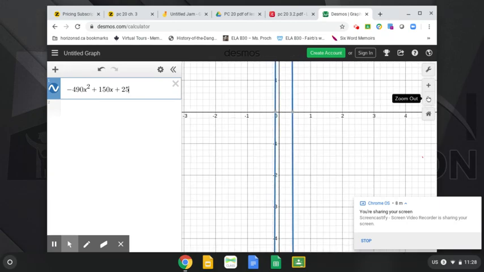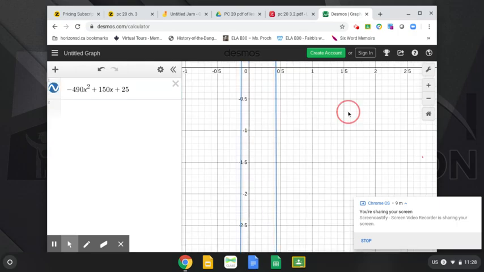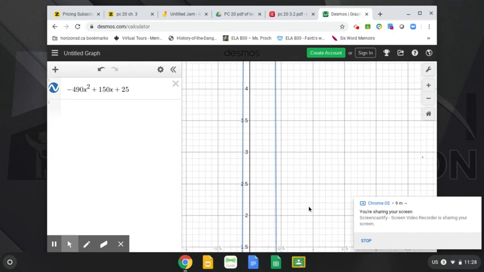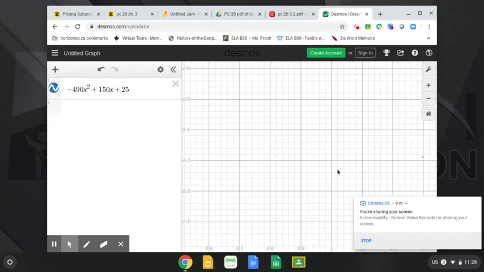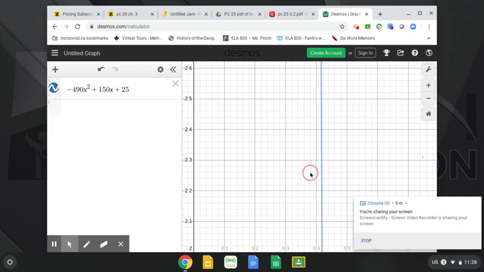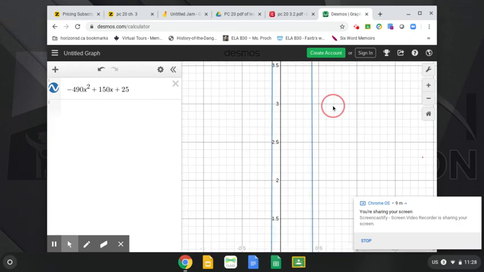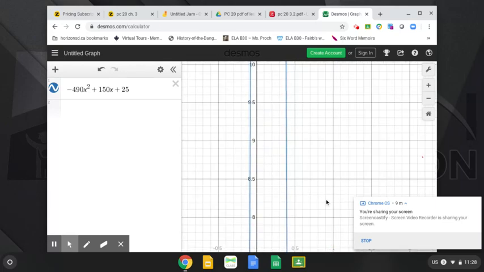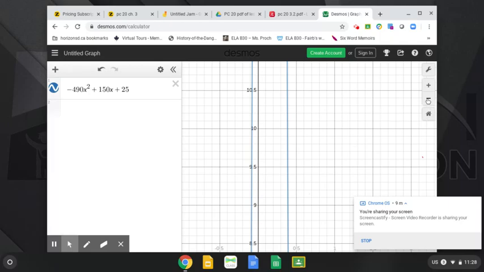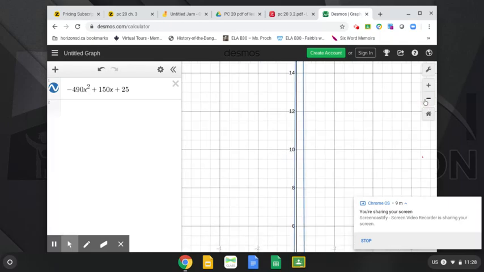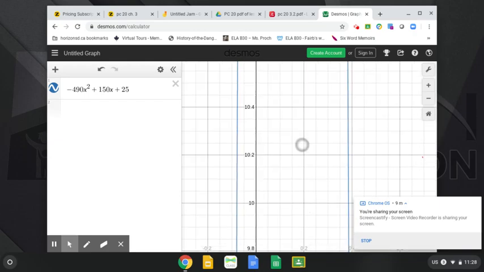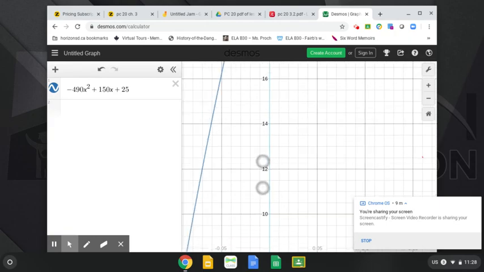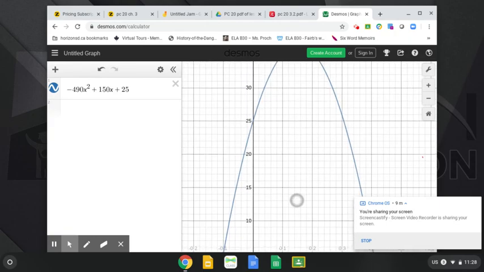Okay, so let's zoom in a little bit. Oh my goodness, bear with me. Maybe I'll use my fingers, that might work better. There. Okay.